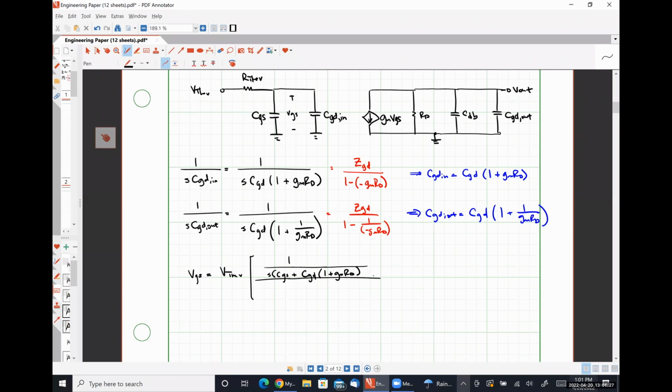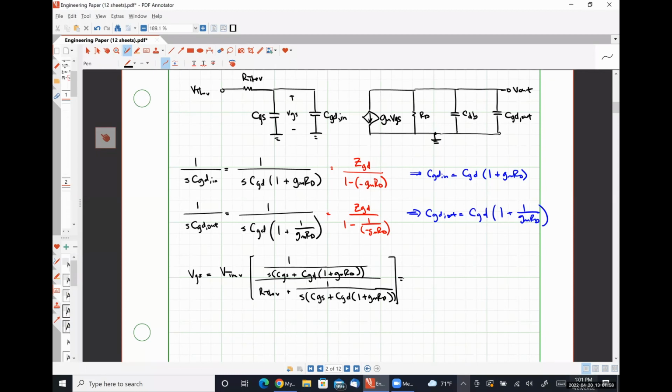Divided by R Thev plus whatever's in the numerator there. Oh, and I should have a second parentheses there. So CGS plus CGD times 1 plus GMRD, close parentheses, close parentheses.